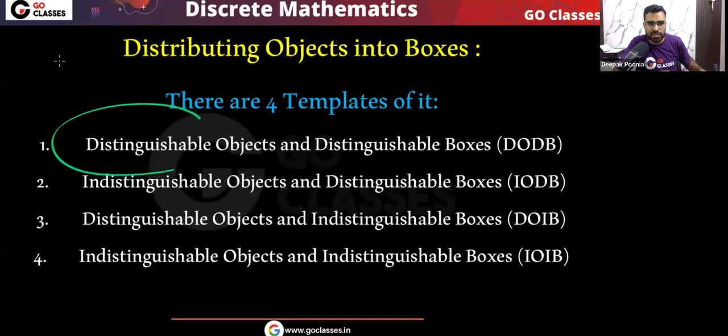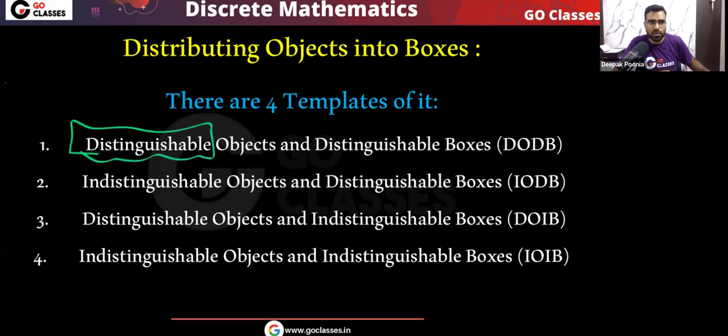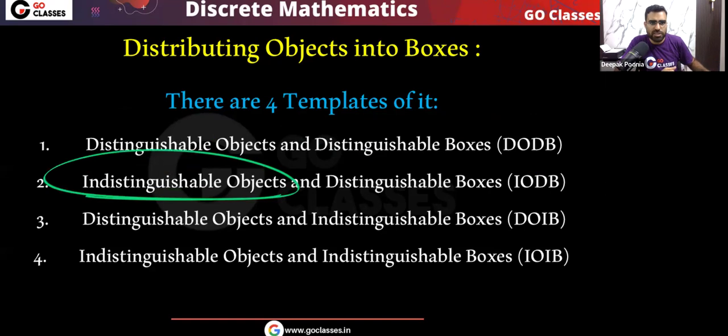The objects are distinguishable. Distinguishable means different. So the objects are different and the boxes are different. This template is called DODB, meaning different objects, different boxes. Remember, distinguishable means different. Or the objects can be identical, meaning the objects are the same. Indistinguishable means same or identical. So you have identical objects and distinguishable, different boxes. This is another template, called IODB, identical objects, different boxes.